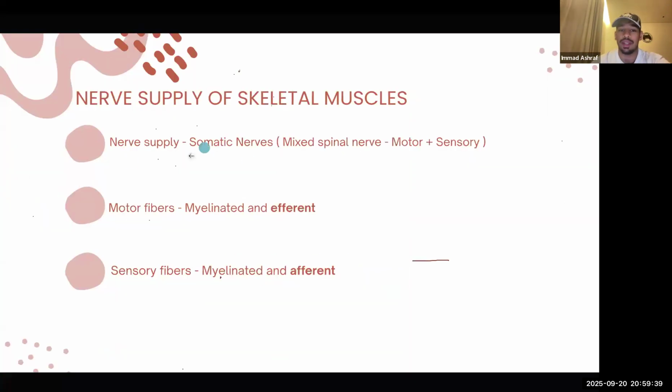And that's pretty much it. We have one last thing. The nerve supply for skeletal muscles is a somatic nerve. A somatic nerve is a mixed nerve, which has both motor parts and sensory parts. The motor part means it can cause the muscle to contract and do a function. The sensory part means it can pick up a sensation and take it back to be analyzed. The motor fibers are myelinated and efferent. Actually, we're going to cover all of this in the next lecture, so I'm not going to go over it now.